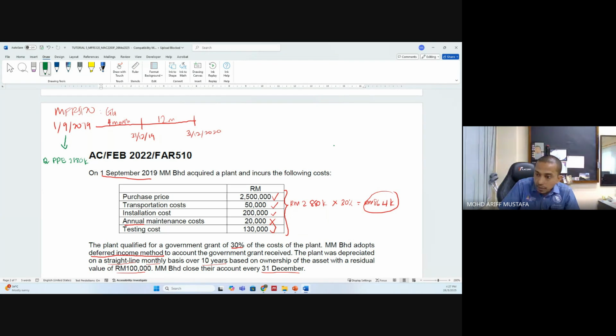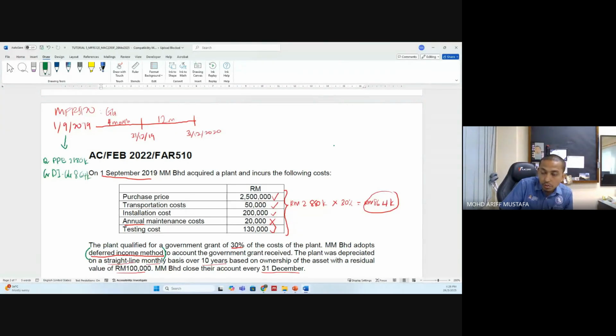And we follow a deferred income method. So therefore, we have to record on the credit side deferred income, government grant. By how much? By 864,000. Okay, it's not balanced, right? So it's not balanced.